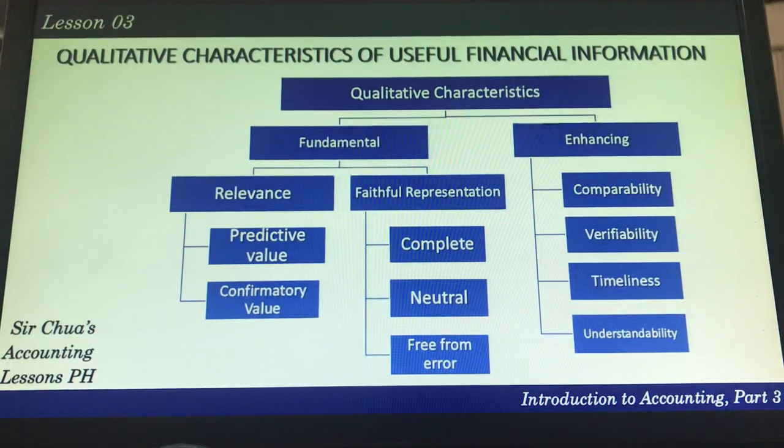Okay? And then, financial information or financial statement items should also be faithfully represented. And when can we say that items are faithfully represented? It should be complete, neutral, so dapat objective yung pagkakagawa, walang bias, and free from error. In accounting, we are not expecting 100% accuracy. But what we are looking for is reasonable assurance. When you are already in your auditing subjects, you will be discussing reasonable assurance.